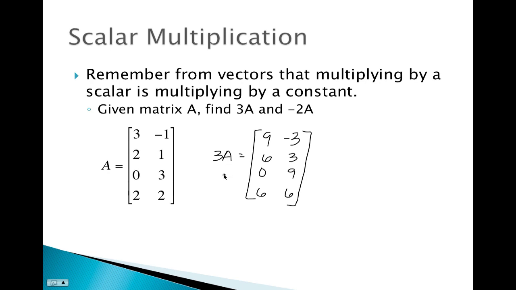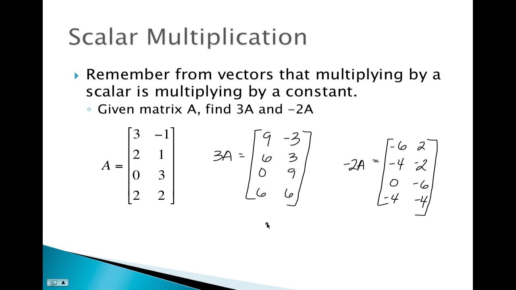Now we're going to do negative 2A. Negative 2A is going to turn everything negative and then double the numbers. So here we start back up with our A, so 3 times negative 2 is going to be negative 6. Negative 1 times negative 2 gives us a positive 2. 2 times a negative 2 is a negative 4. 1 times a negative 2 gives us negative 2. Negative 2 times 0 is 0. Negative 2 times 3 is negative 6. Negative 2 times 2 is negative 4. And negative 2 times 2 is negative 4. So that's how you would perform scalar multiplication on a matrix.